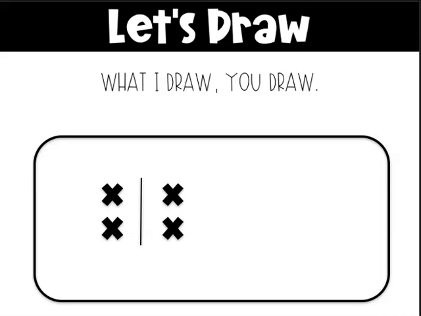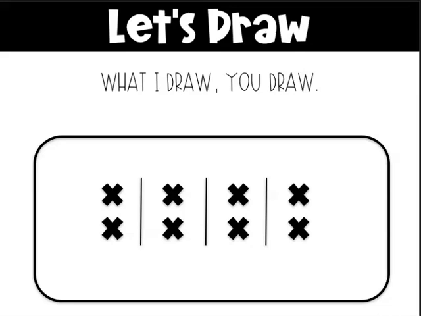Second column, draw my line to keep organized. Third column, again drawing my line to keep organized. And my fourth column. So I have 4 columns, or 4 groups of 2. All right, we have our 4 columns of 2.